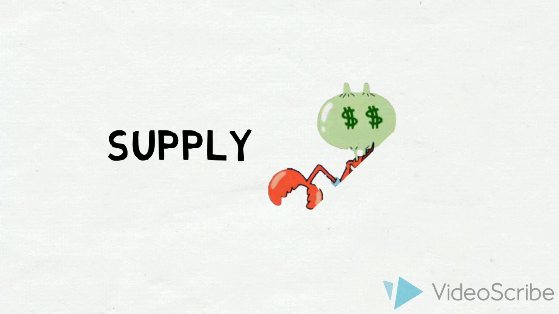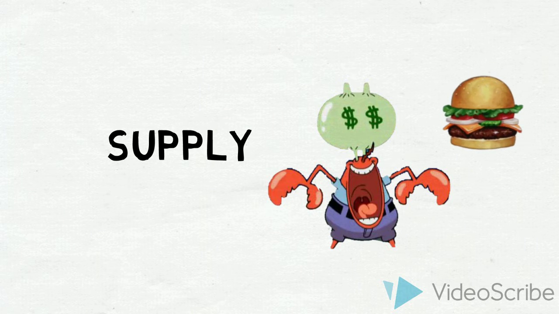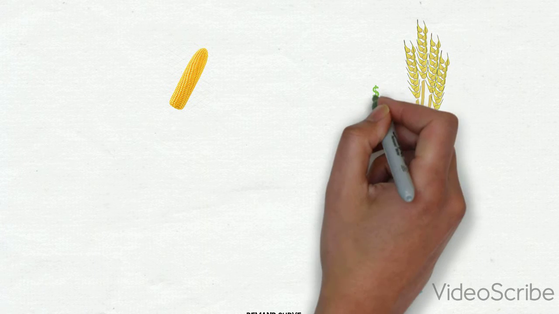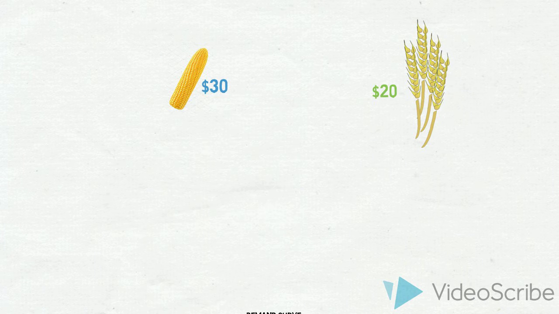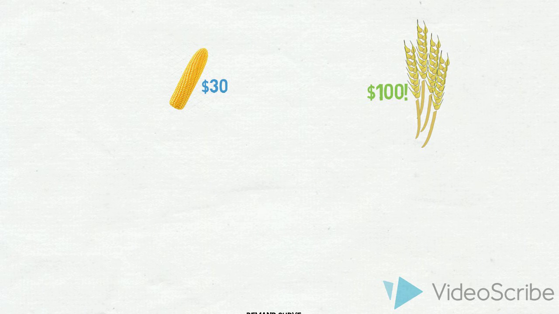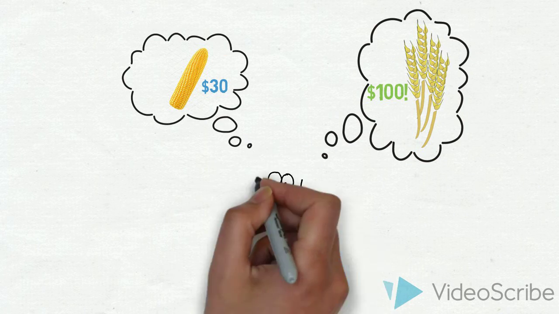Suppliers of goods and services everywhere are out to make a quick buck. They'll respond to rising prices by supplying more goods and services. Let's use our example of the wheat flour and the corn flour. Let's say that the price of wheat flour is $20 per pound, and the price of corn flour is $30 per pound. As demonstrated before, a bad wheat crop would send wheat prices soaring to an incredible $100 per pound.